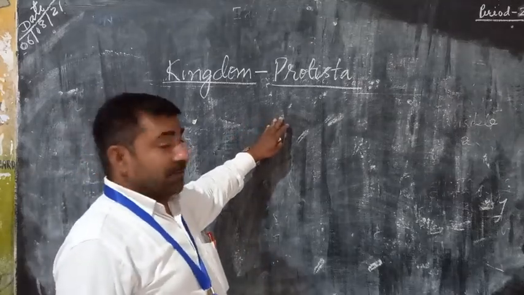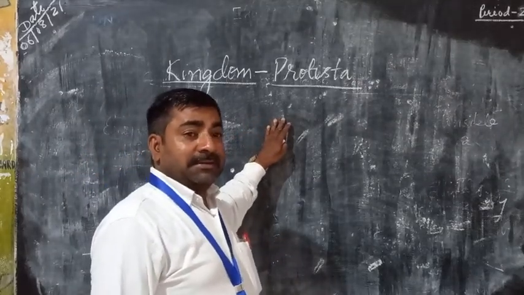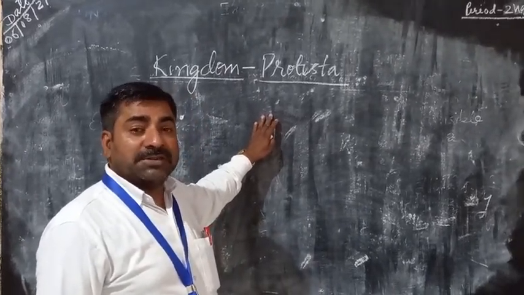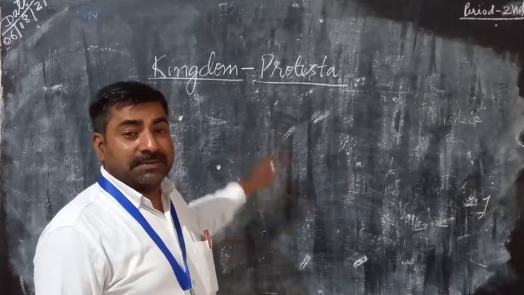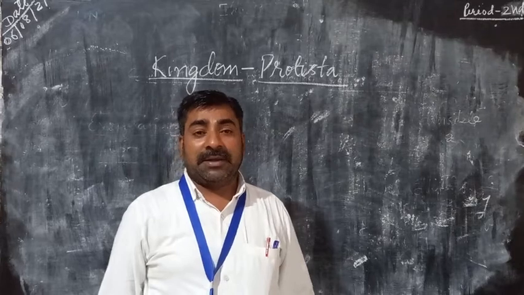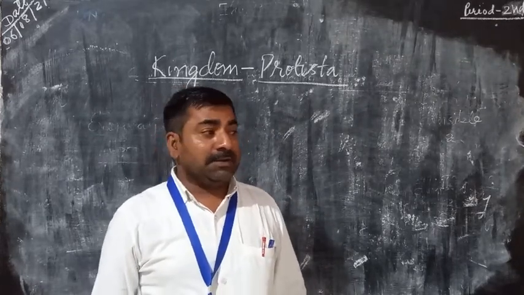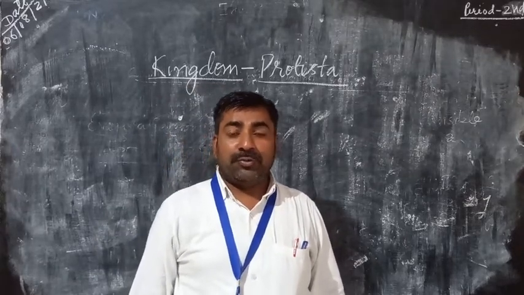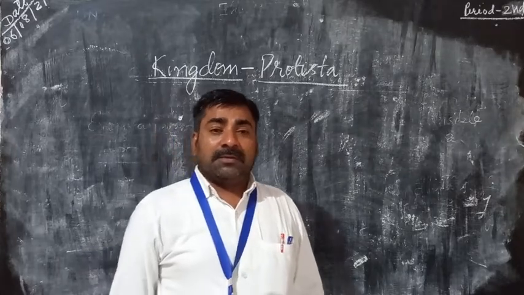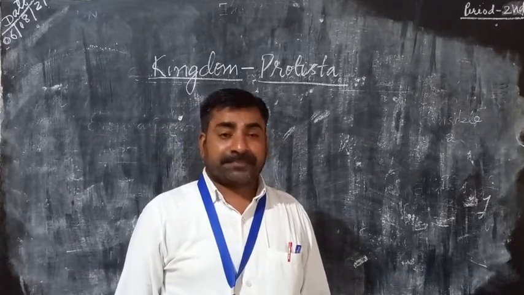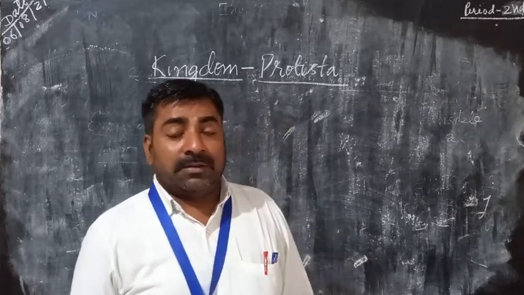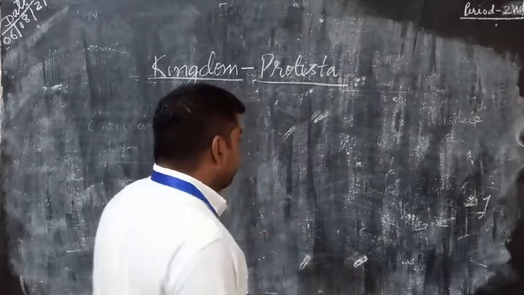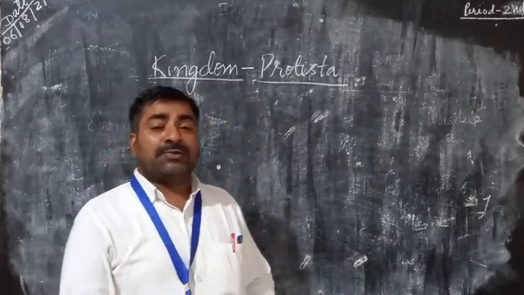Talking about kingdom Protista, and in that sequence I explained to you the first group of kingdom Protista, that is chrysophytes. In chrysophytes I told you that most of them are aquatic, mainly living in fresh water as well as marine water. Two good examples of this group are golden algae and diatoms.